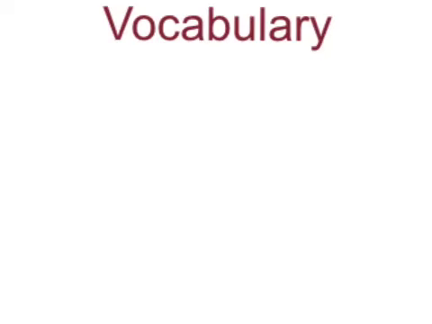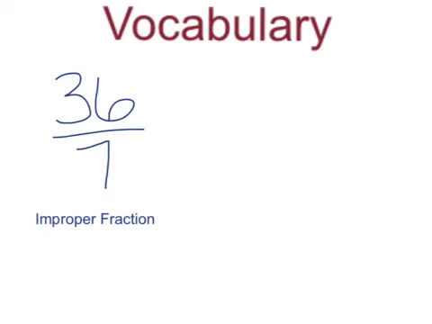First, let's go over some important vocabulary that you will need to know for today's lesson. Our first term today is improper fraction. This is a fraction with a numerator that is greater than or equal to its denominator. For example, 36/7, 4/3, 5/2, 4/4, and 24/12 are all improper fractions.